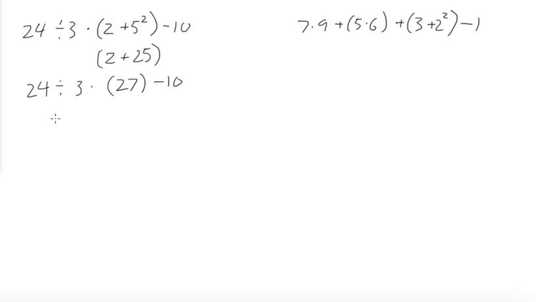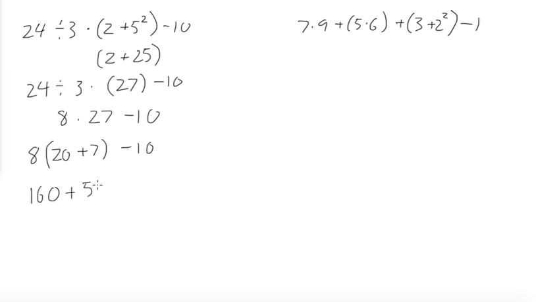So, 24 divided by 3, that's 8. Times 27 minus 10. Well, I'm going to break that up and use the distributive property. So 8 times 27 is the same as 8 times 20 plus 7, minus the 10. And that right there is 16, plus the 0 is 160, plus 56, minus the 10. Okay. And this is 216 minus the 10, so it's 206.